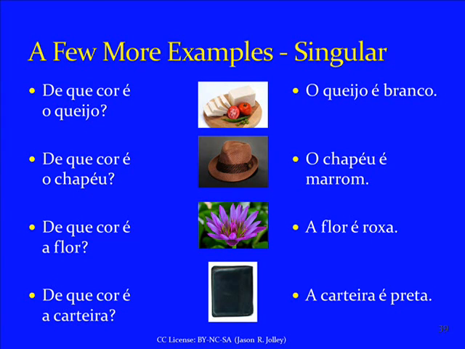Feminine, de que cor é a flor? A flor é roxa. The wallet, it's feminine. De que cor é a carteira? A carteira é preta. So again, you can see how these color words that are functioning as adjectives in this construction have to agree in number. All these objects are singular, and in gender, right? O queijo é branco, o chapéu é marrom, a flor, feminine, a flor é roxa, and feminine, a carteira é preta.